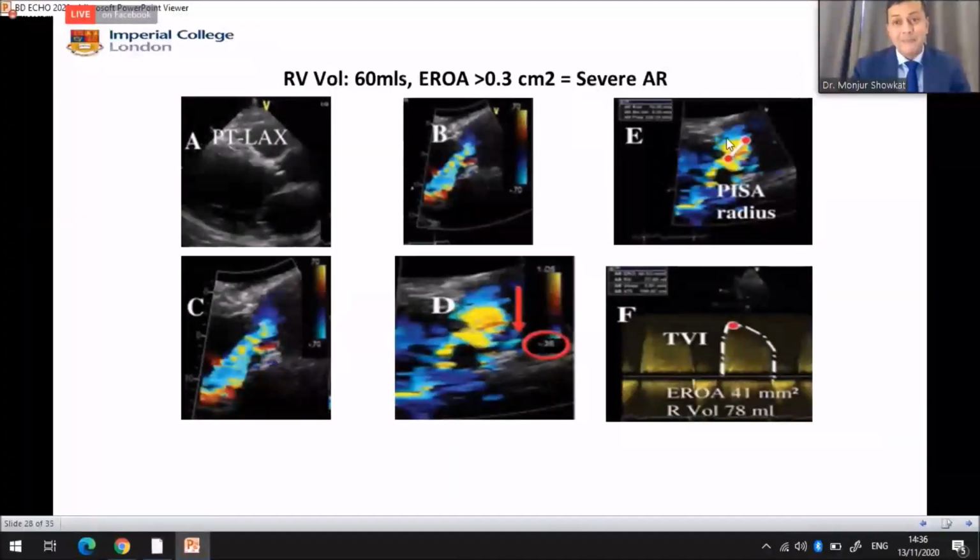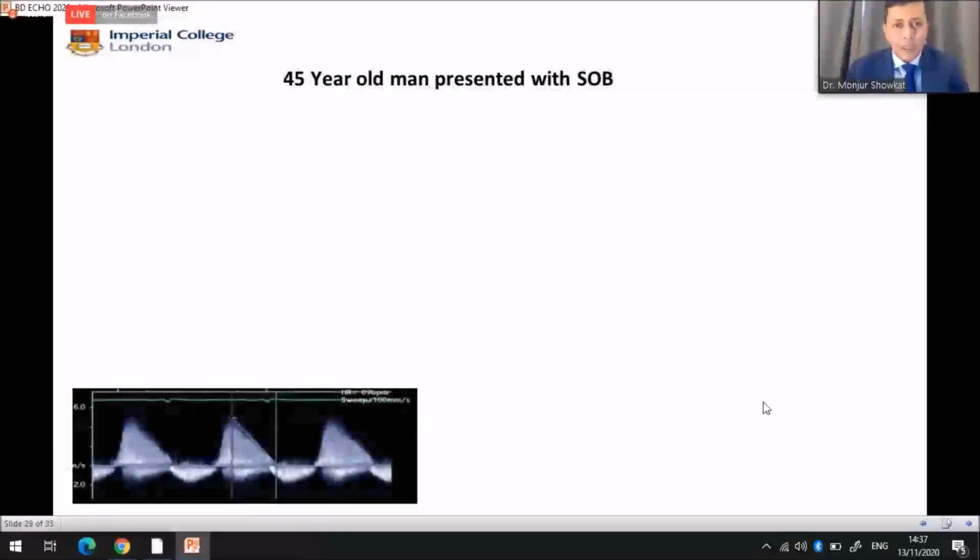So this is PISA. We routinely do PISA for all our patients. For PISA, you see the jet coming through, and you measure the jet there, and you can see the PISA radius. You measure that, and your machine will calculate the regurgitant orifice area. This is how you get information about that.